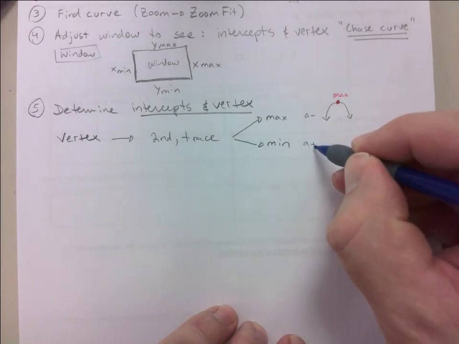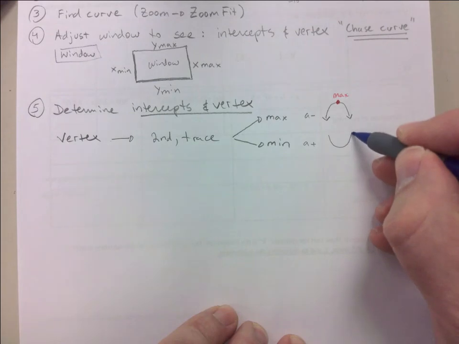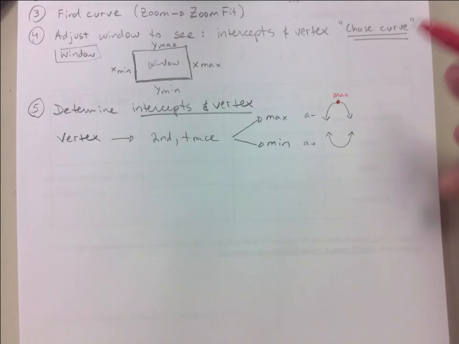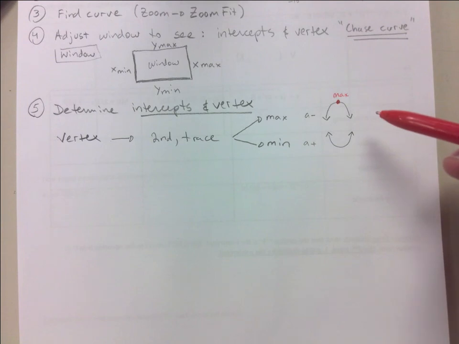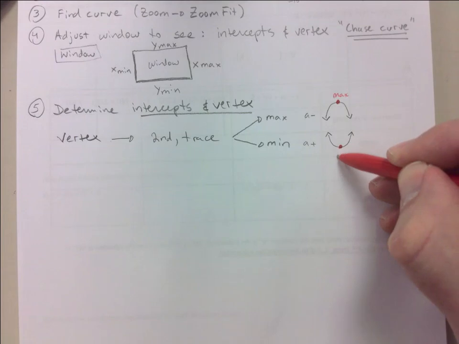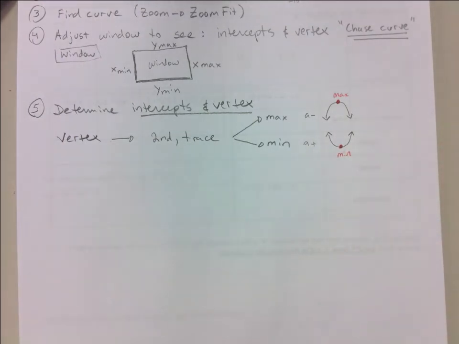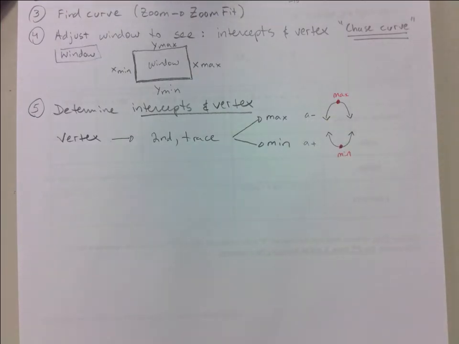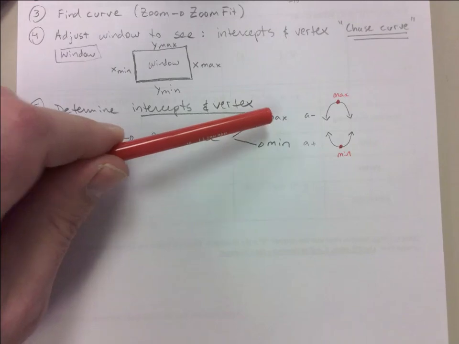If A is positive, it points up. Honestly, whether A is positive or negative, even if you miss that, just look at the graph on your screen. You should be able to figure that out. Then you use a min. It's important that you pick the right one. It's either or. It's not both. Never. It has to be either this or this.